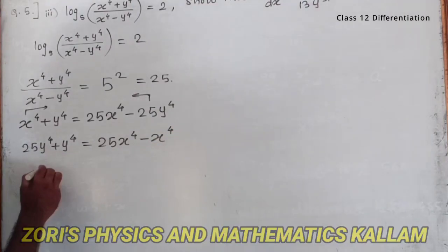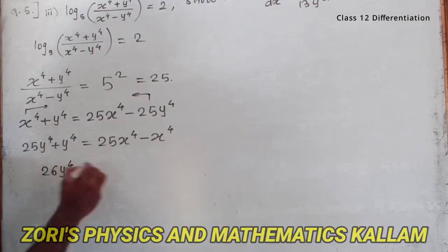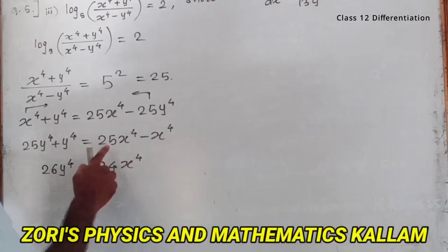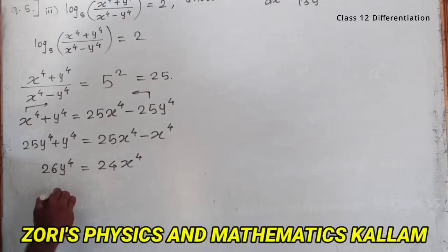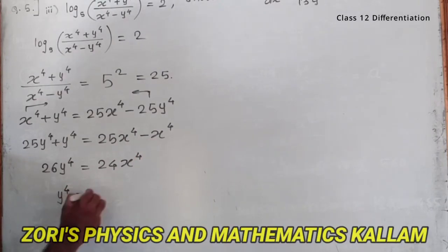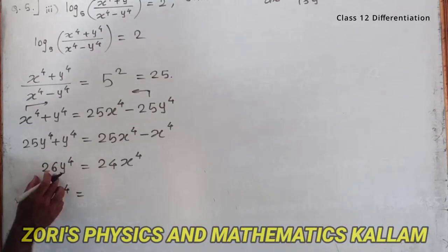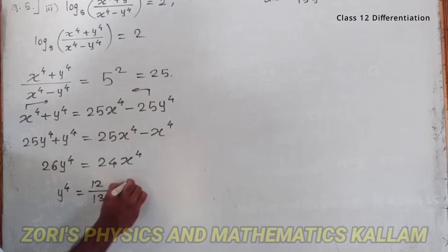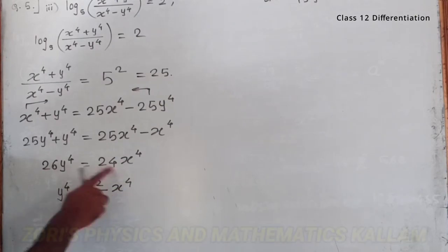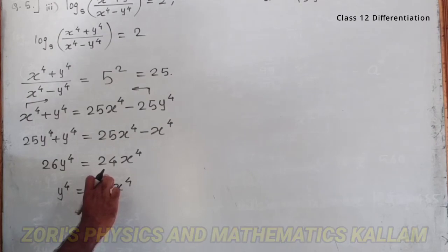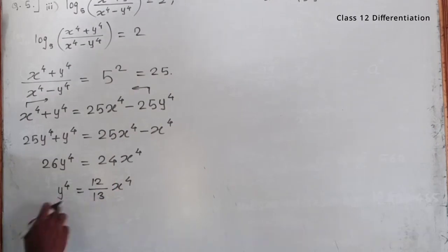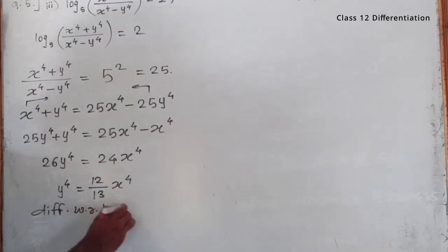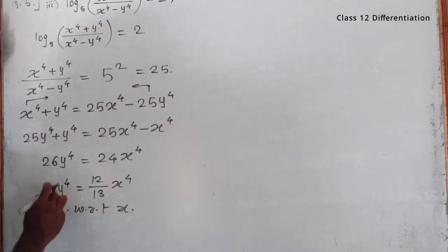So finally this becomes 26 y to the power 4 is equal to 24 x to the power 4. 25 minus 1, that is 24. So finally y to the power 4 is equal to 24 upon 26, that is 12 upon 13, and x to the power 4 here. We simplify 24 and 26 in the fraction, so we have 12 upon 13 here. Now differentiate with respect to x.